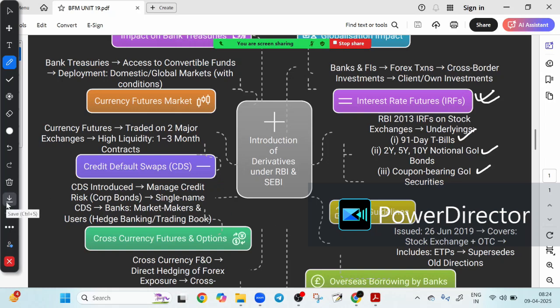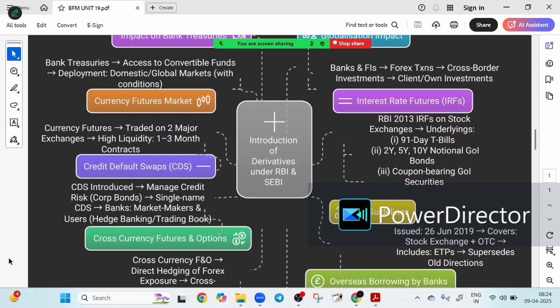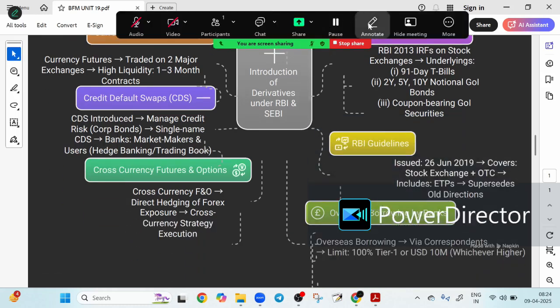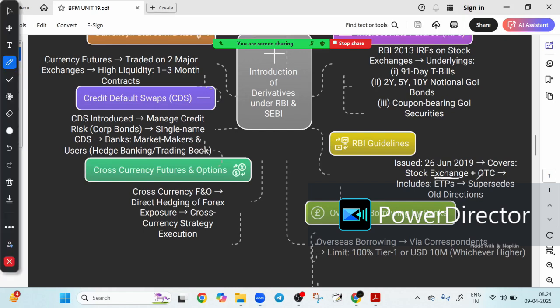What about the RBI guideline? On 26 June 2019, RBI issued a comprehensive guideline covering both exchange traded and OTC derivatives. You know about the difference? You should know the difference between exchange traded derivatives and OTC derivatives. So these guidelines cover ETD also, right? And replace earlier outdated directions, which was a much needed regulatory refresh.